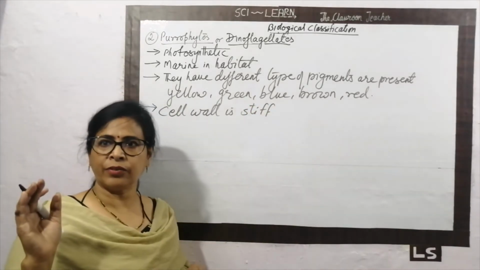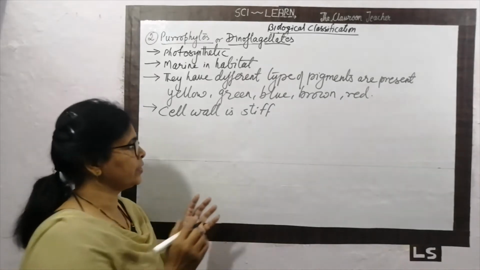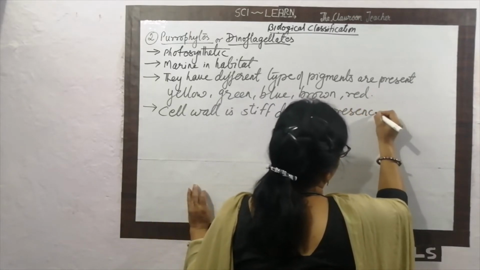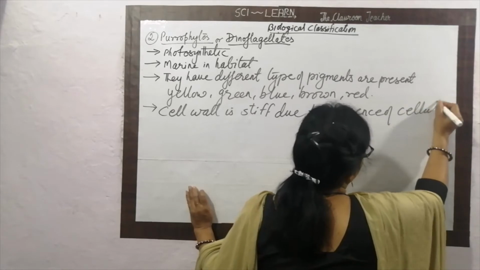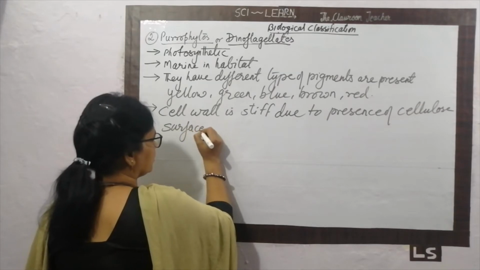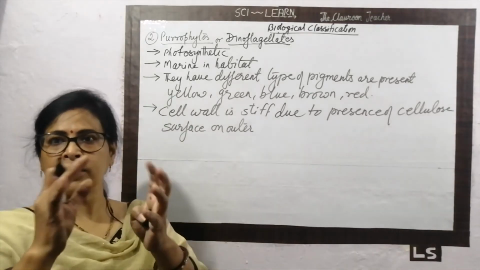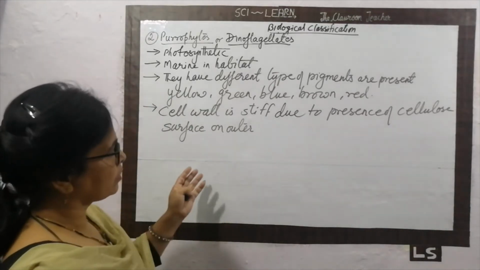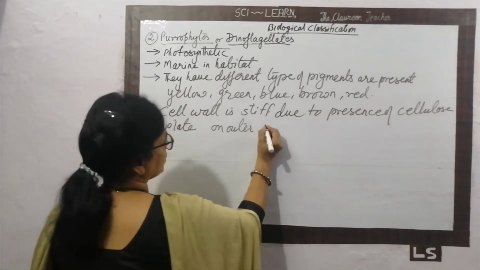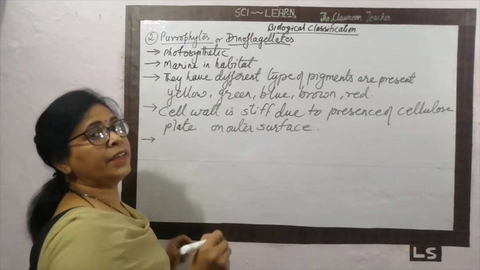The cell wall is stiff. The cellulose cell wall is there, and a cellulose plate is present on the outer surface. In the outer surface, the cellular plate, you must write it, the plate on the outer surface. Because of that, it is stiff. The cell wall is stiff in nature.